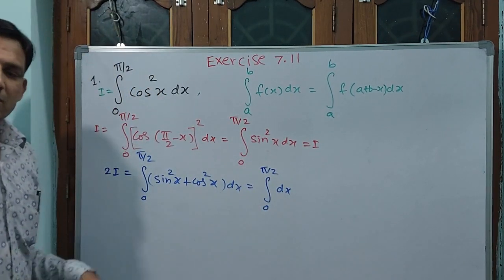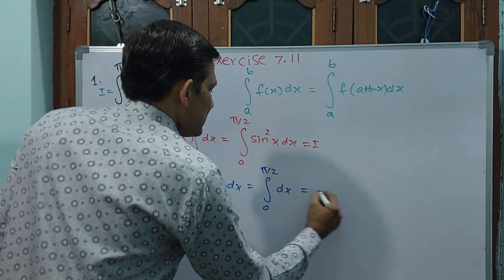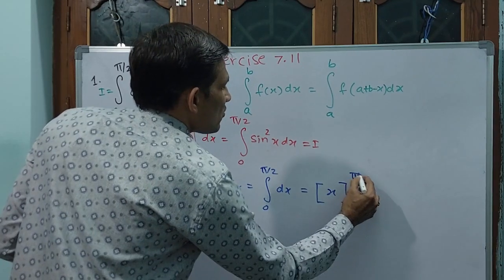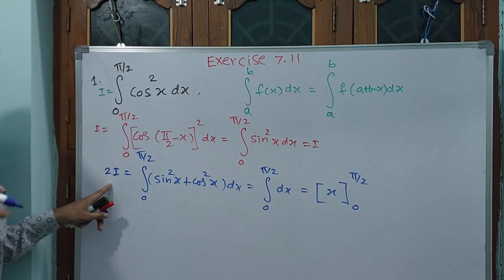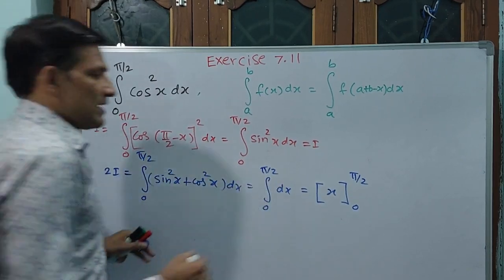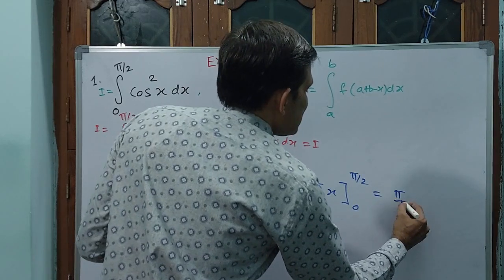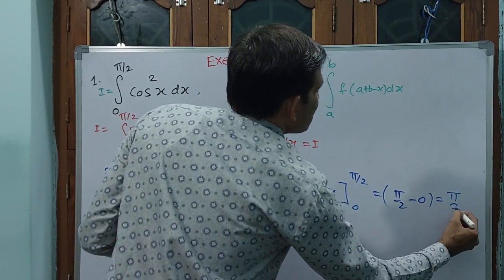Integral of 1 dx, you write 1 or don't write it, okay. What is the value here? That means x will be the value, but limits are 0 to pi by 2. Okay. See, we are doing 2I, don't forget, 2I value we are getting. Then you substitute, apply the limits: pi by 2 minus 0, that is equal to pi by 2.